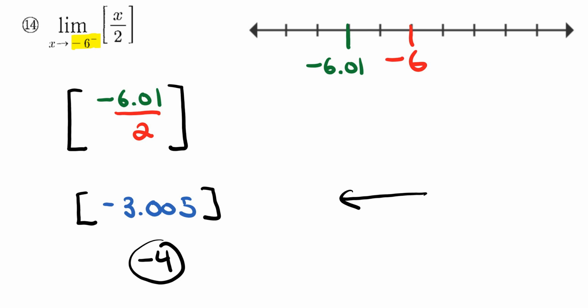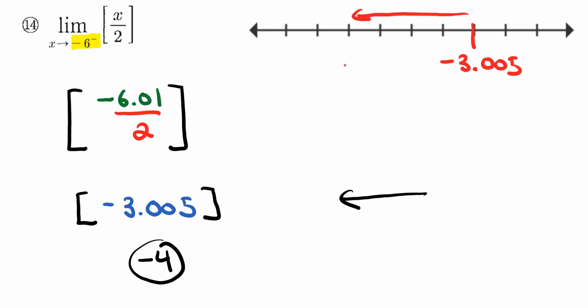So once again, if I had to erase this number line here, if I had to put negative 3.005, and if we're going to the left, the first integer that comes up is actually negative 4, which is the answer there. Okay, so that concludes this homework video guide.